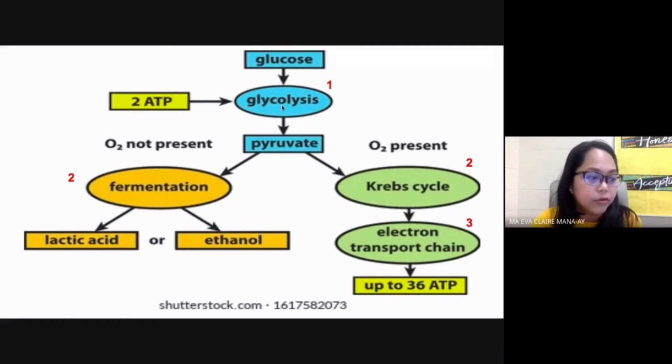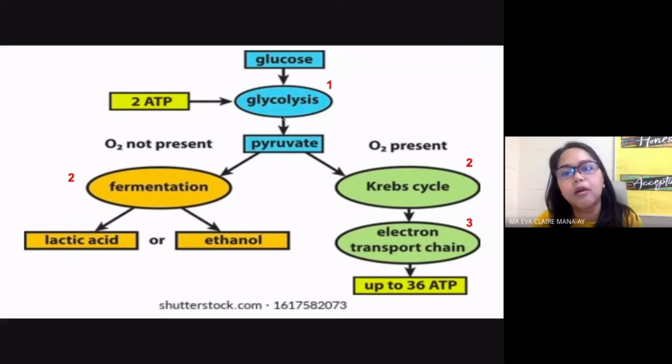Now, glycolysis here is the breaking down of glucose. Hence, glucose is a very important part of your cellular respiration. Hence, it is very important that you take in glucose. So again, glycolysis is the breaking down of glucose. Now, if you have an ample supply of oxygen, that means aerobic cellular respiration will happen.